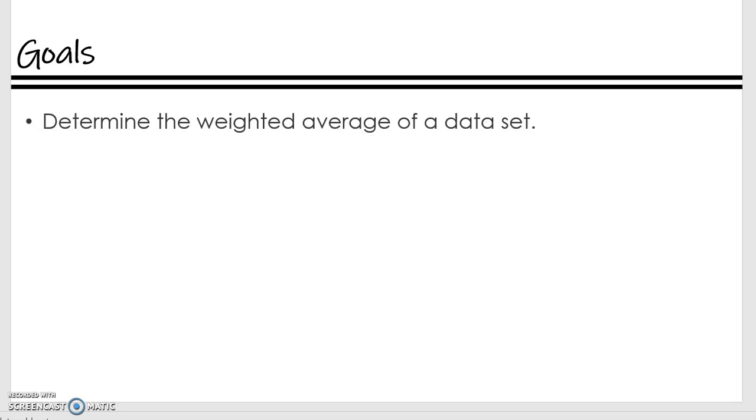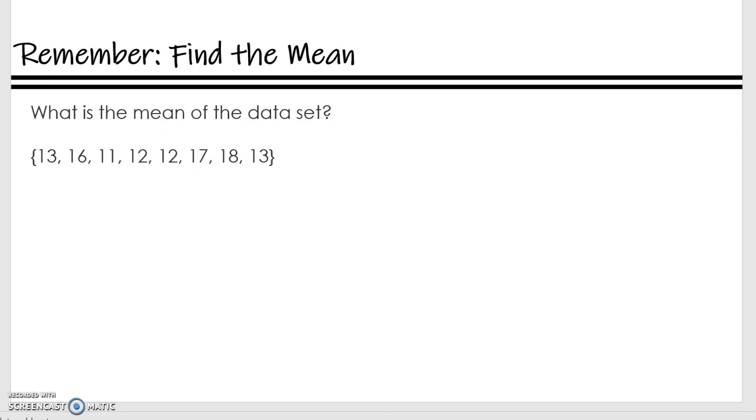For this video, you are going to learn how to determine the weighted average of a data set. Before we get started, I want you to remember how to find the mean of a data set. So remember that there are a couple of steps. The first step is to get a total for your data set.